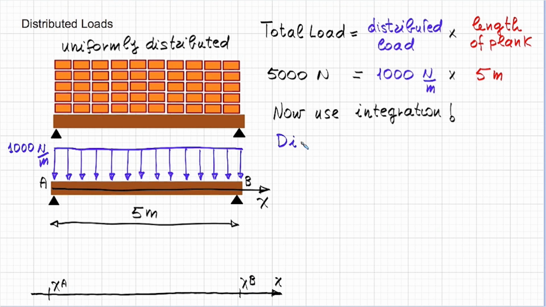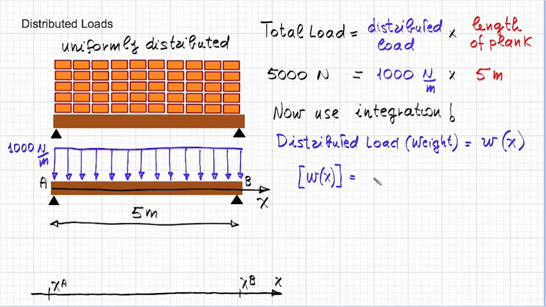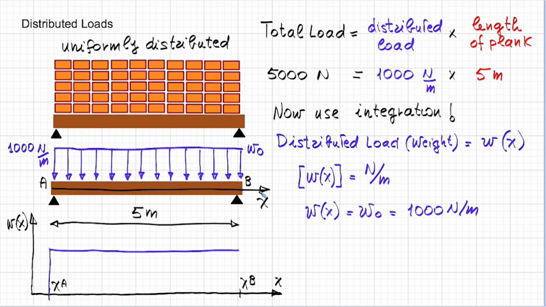So in general, the magnitude of the distributed weight applied by the bricks on the plank will be a function of position. So let's call this function lowercase w of x. This will be, of course, in units of newtons per meter. In our case, our distributed weight is uniform, so w of x will be a constant, will simply be equal to w0, which happens to be 1000 newtons per meter. So let's plot it right here, right under the plank.